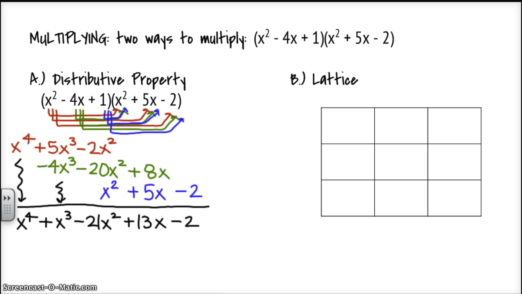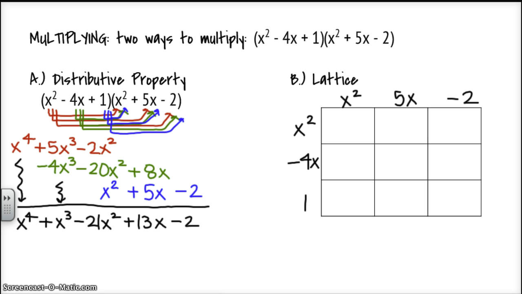Now I'm going to go back and I'm going to show you the lattice method doing the same problem. If I were you, I'd write down both, so at least you've seen both. Now, in lattice, just like you do with numbers, you're going to set up the left side and the top with the different parts of your trinomial.